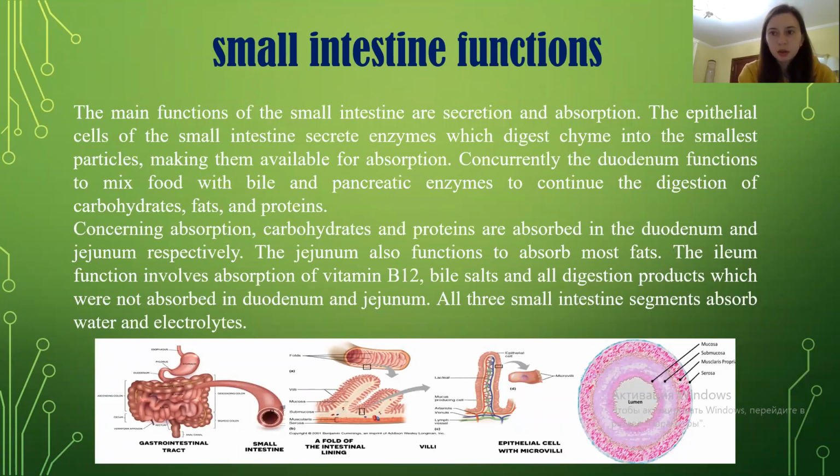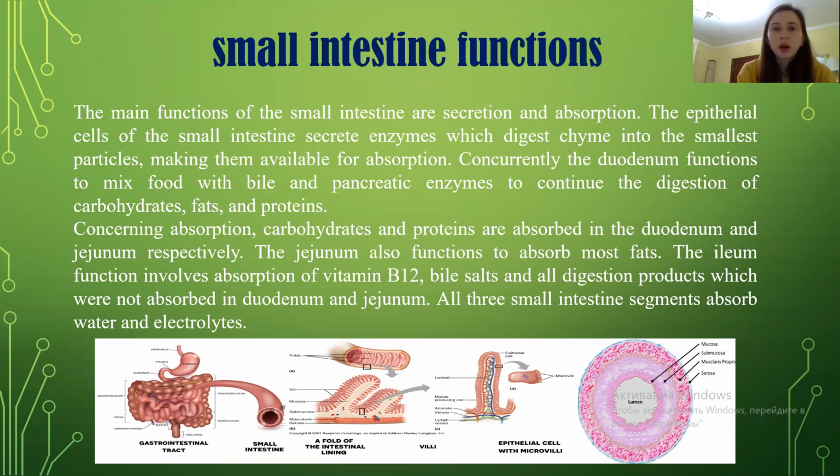Continue with function. The main functions of the small intestine are secretion and absorption. The epithelial cells of the small intestine secrete enzymes which digest food into the smallest particles, making them available for absorption. Concurrently, the duodenum functions to mix food with the bile and pancreatic enzymes to continue the digestion of the carbohydrates, fats, and proteins.